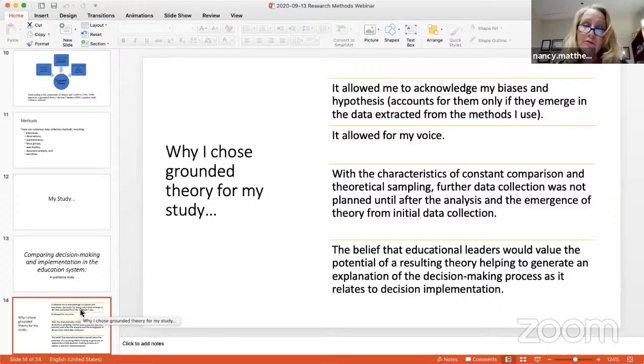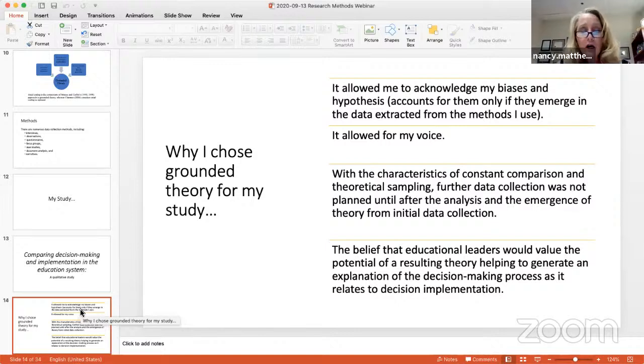So I did appreciate the fact that it did allow for my voice, and it was also understood the potential influence that I may have on my interpretive process, but that I must ensure that the data was analyzed and represented respectfully and thoughtfully. So I really made sure to do that, and I respected that grounded theory points that out.